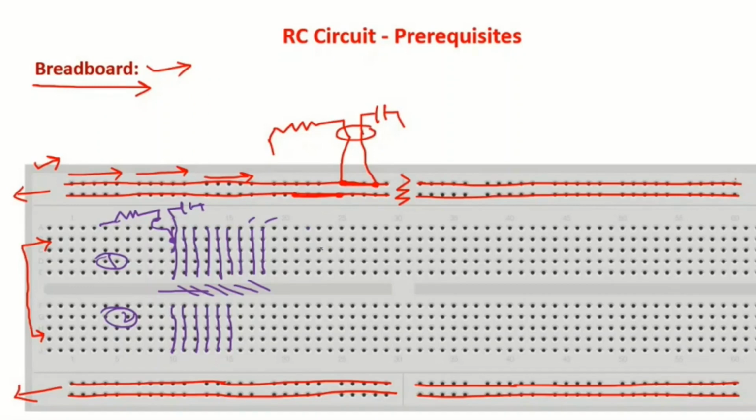So the only conclusion from this breadboard is that the top and bottom portions of the breadboard are shorted, or in other words connected horizontally. There is no vertical connection. And in the case of the middle portion, the holes are connected vertically, there is no horizontal connection.